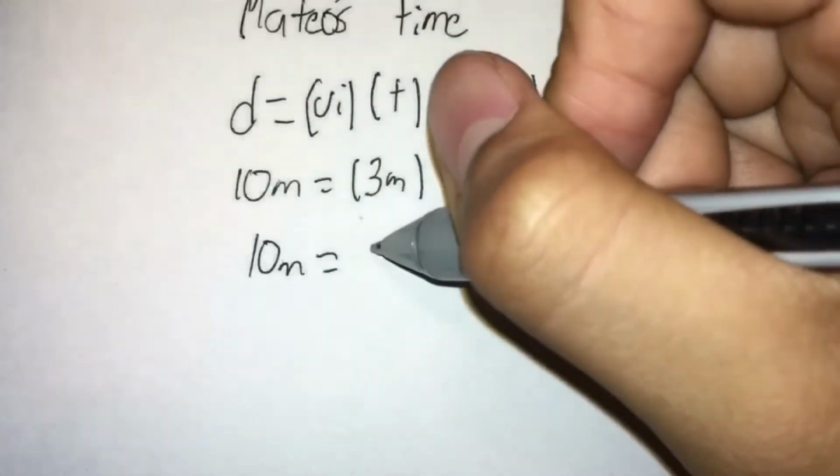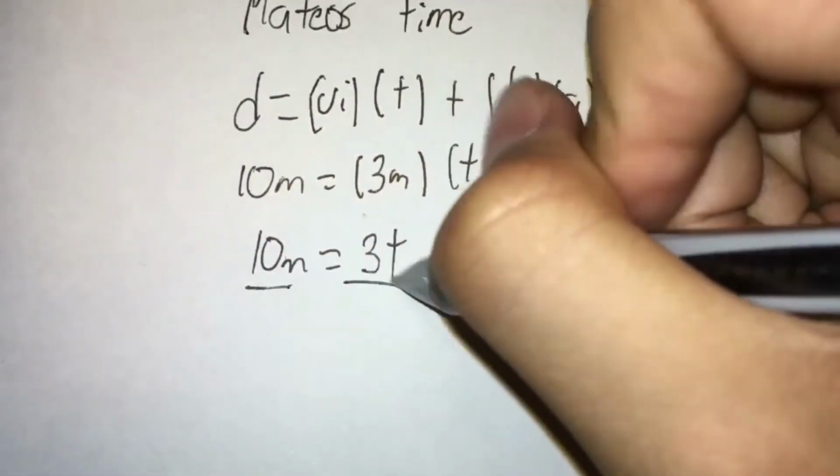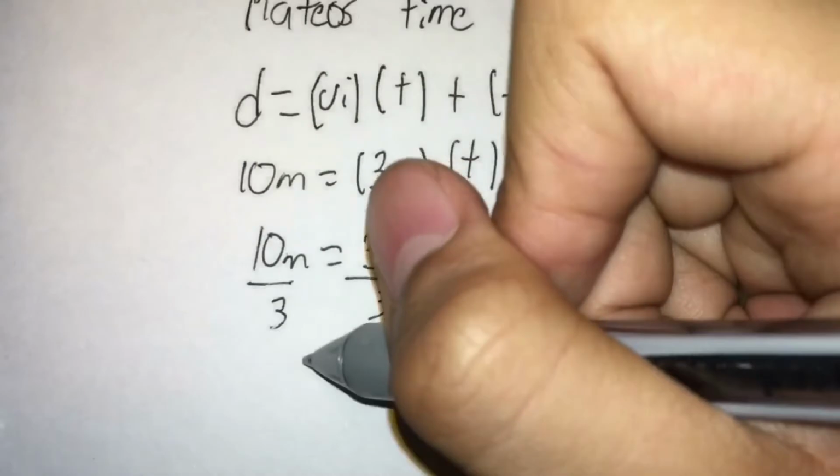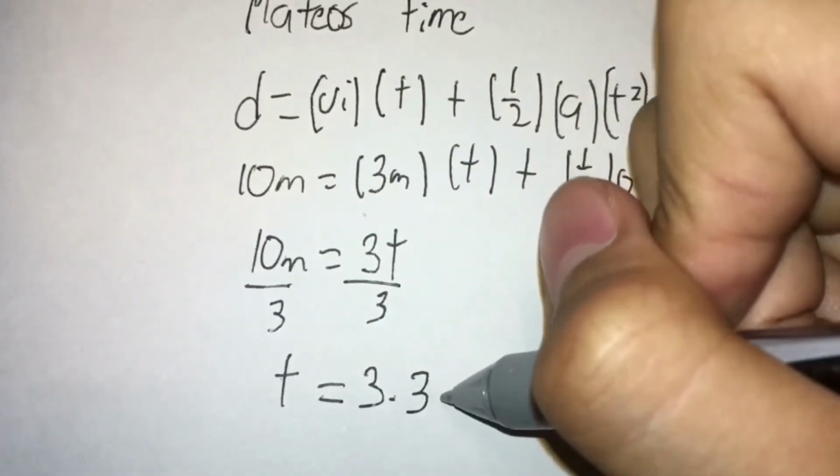To solve Mateo's time, we already substituted values. Now we just have to simplify. It becomes 10 meters is equal to 3 times t. Now we can divide both sides by 3 in order to simplify it. So 10 divided by 3 gets our time. So time is equal to 3.3 seconds.